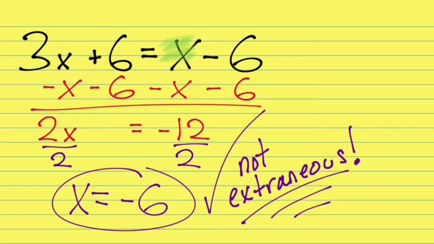You can see that x was subtracted from both sides, and that's what gives you the 2x. 6 was subtracted from both sides, and that's what gives you the negative 12. And then after dividing by 2, you get your final answer of negative 6.